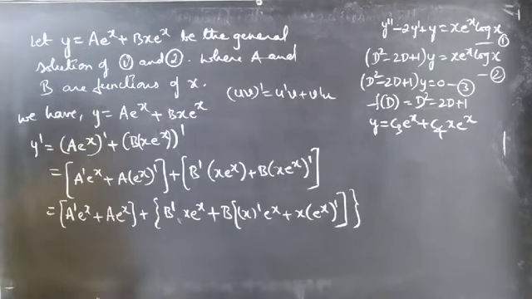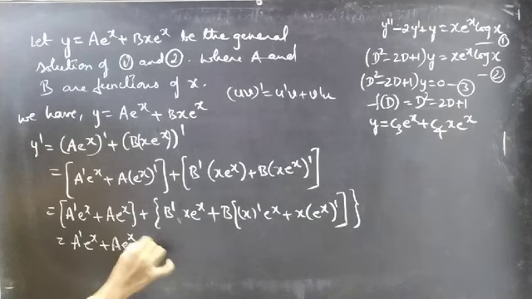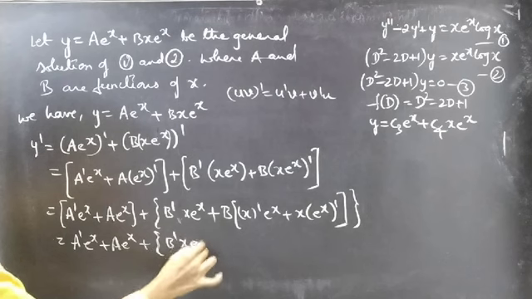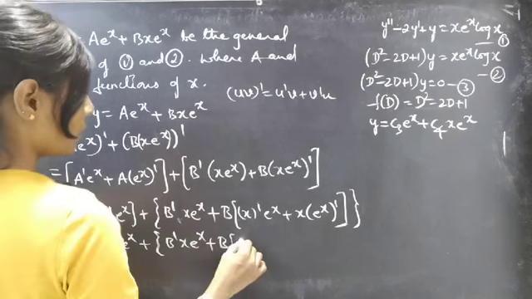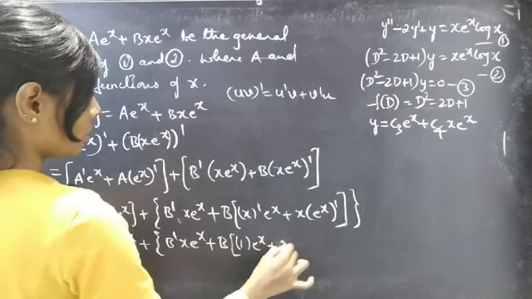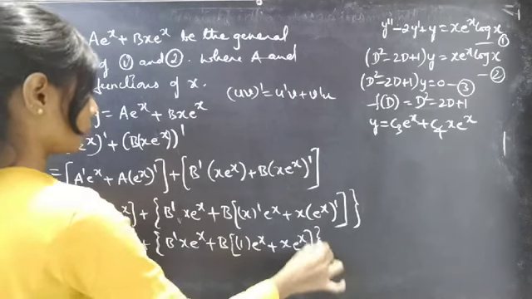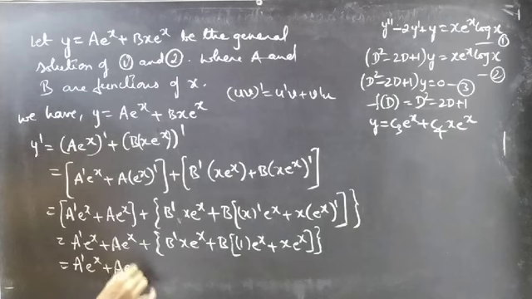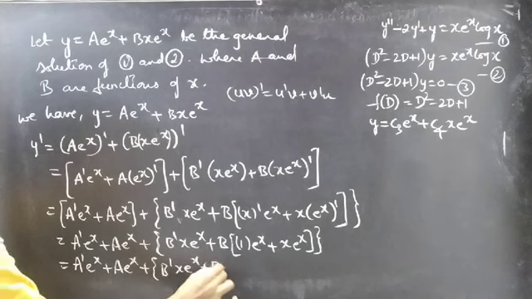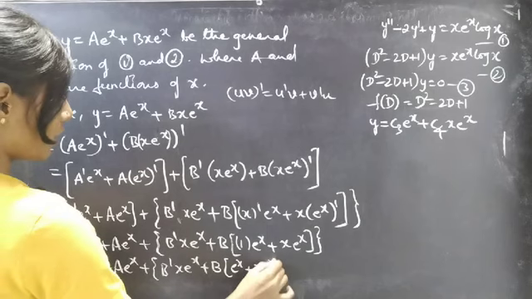We'll get x dash e power x plus x into e power x dash, which gives us a dash e power x plus a e power x plus b dash x e power x plus b times x dash, the derivative of x with respect to x is 1, into e power x plus x into the derivative of e power x with respect to x, which is e power x. This gives us a dash e power x plus a e power x plus b dash x e power x plus b times 1 into e power x is e power x plus x e power x.